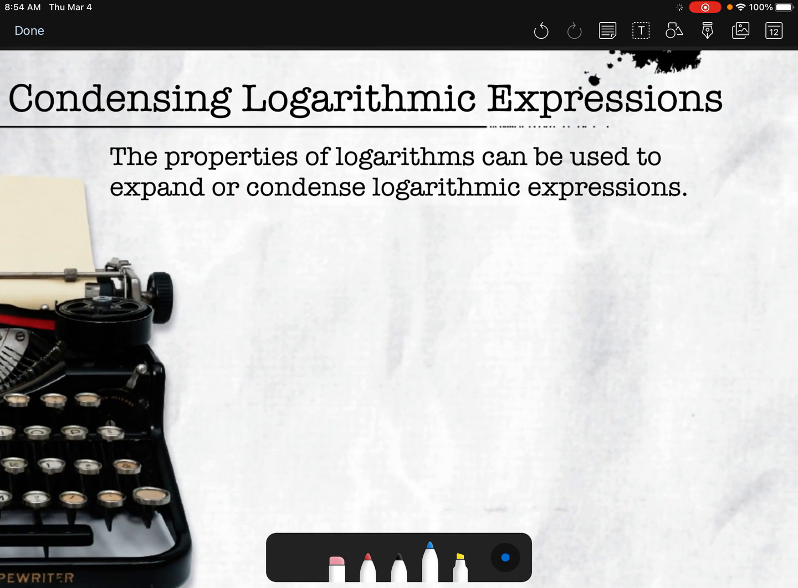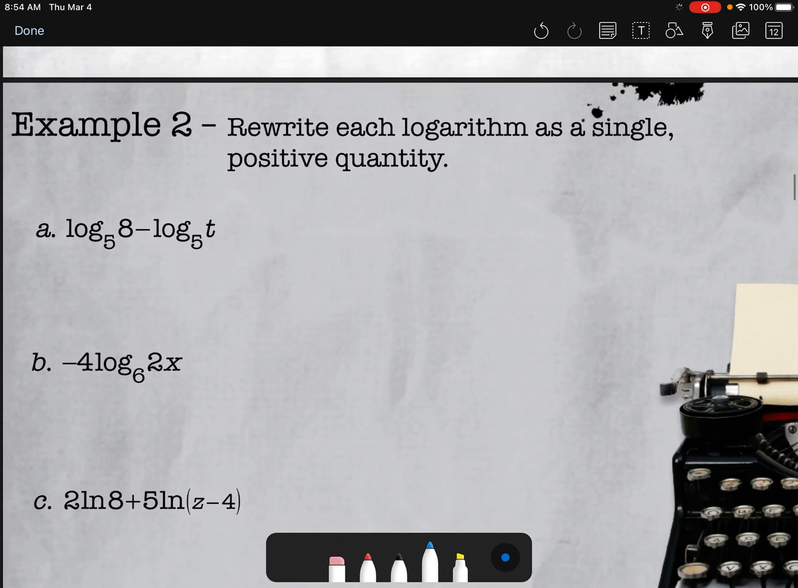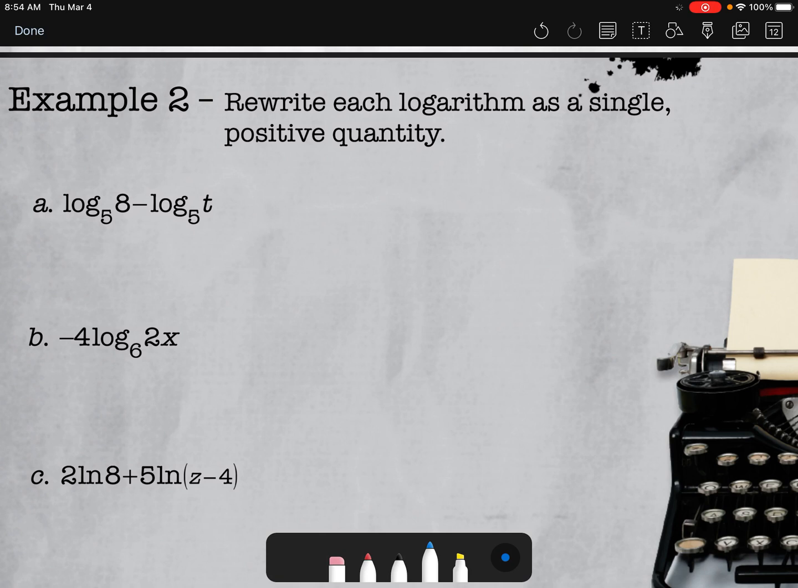Now, we're going to take the same thing and we're going to condense them into what we just did, right? So we know that minus means division. So this would be log base 5 of 8 divided by t. Okay, let's see. The negative 4 is out front of log base 6 of 2x. So that would imply then that the negative 4 is on 2x in general, right? Has to.